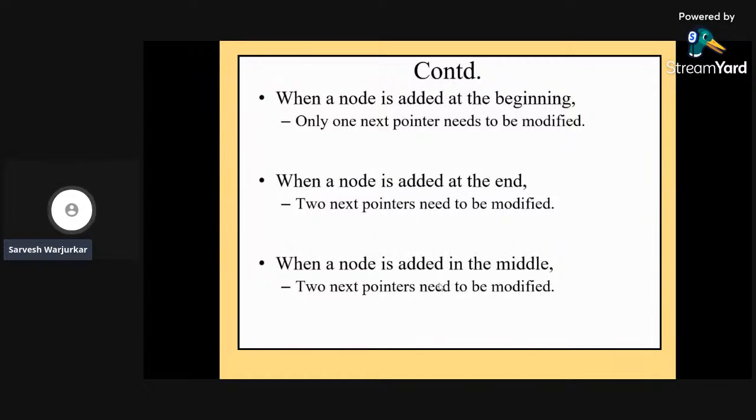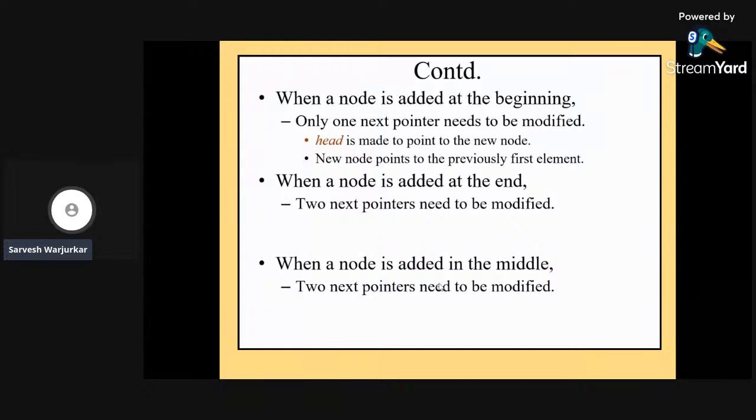When a node is added at the beginning, only the next pointer needs to be modified. Head is made to point to the new node, where the new node points to the previously first element. I have already explained how insertion of a node at the beginning of the linked list is possible.